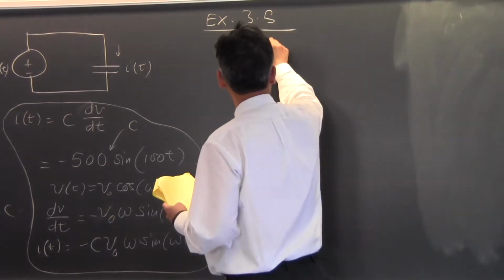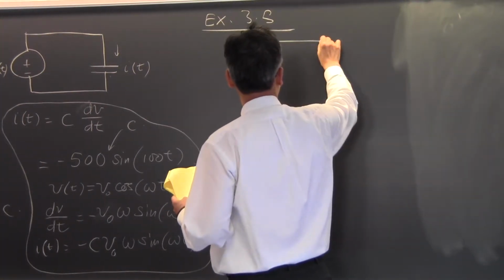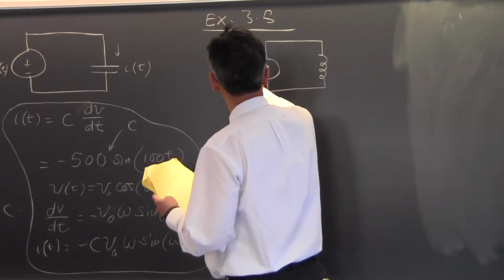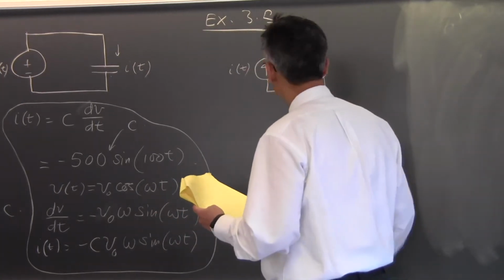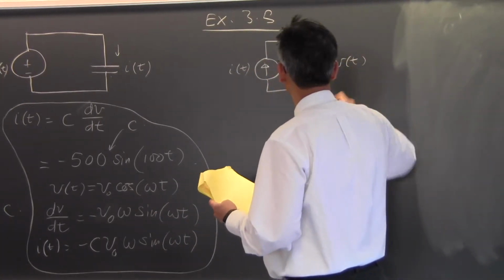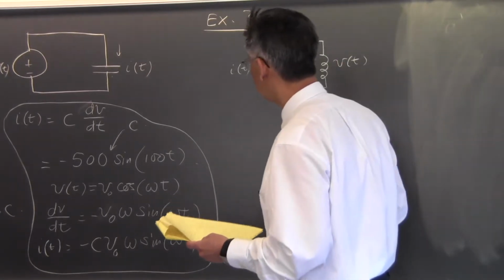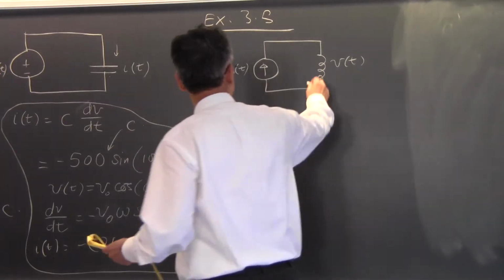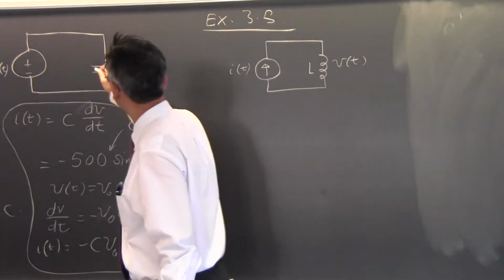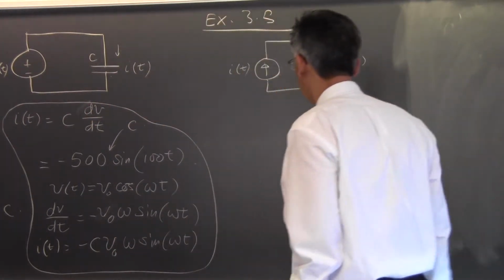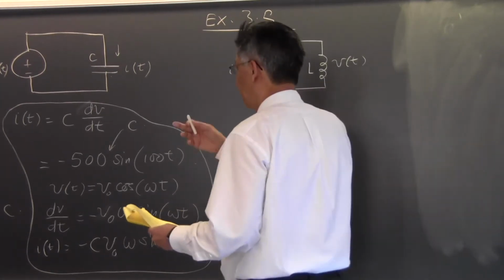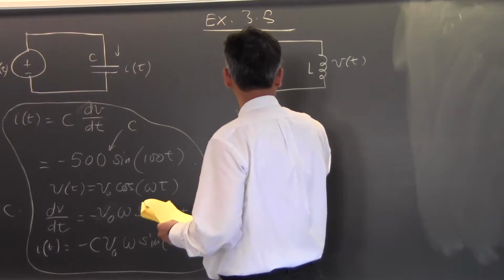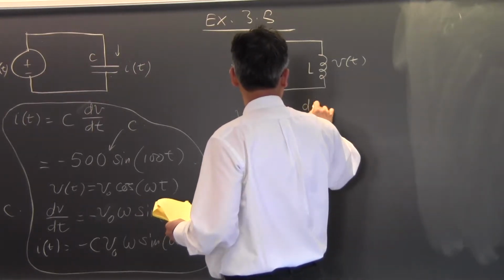So in this case, we have the current source going through an inductor, and the current source has a current I of t, and I ask myself what V of t should be. Then you go to this circuit over here. The inductor might have the value of L, and the capacitor has the value of C. So you just write down that equation and say that V of t must be equal to L di/dt.